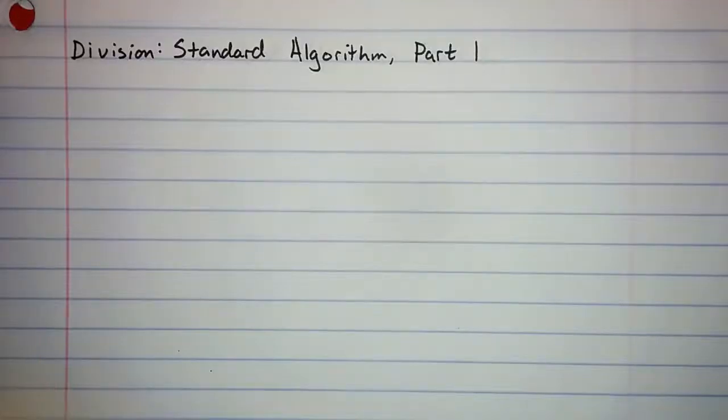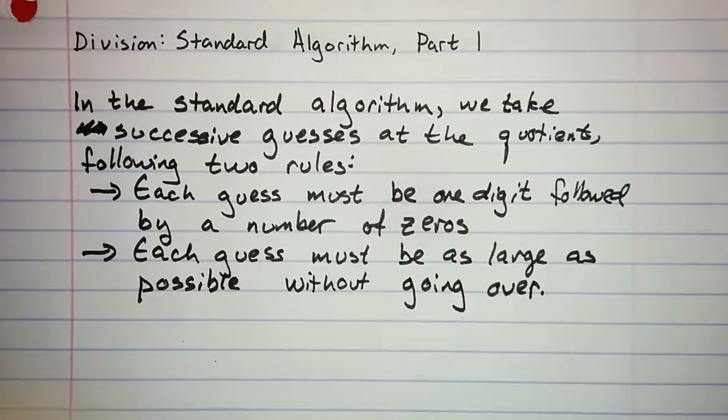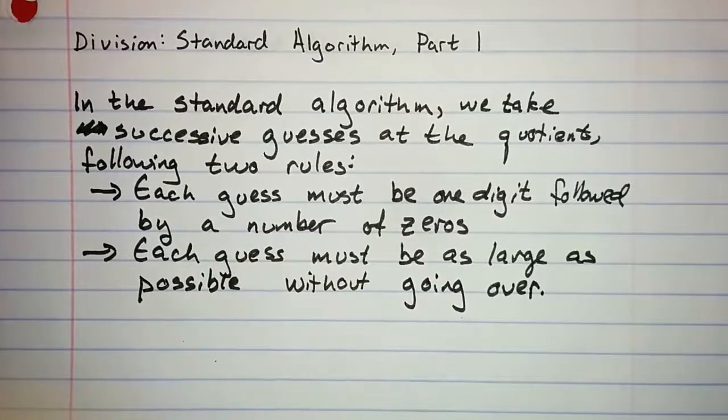So this is what's called the standard algorithm for division. And it really does just consist of successive guesses. However, our successive guesses are going to follow two rules. First, each guess has to take the form one digit followed by some number of zeros. And that's an easy rule to follow, right? Because those are the easiest kinds of guesses to do the multiplication with. And the second rule is each guess must be as large as possible without going over.